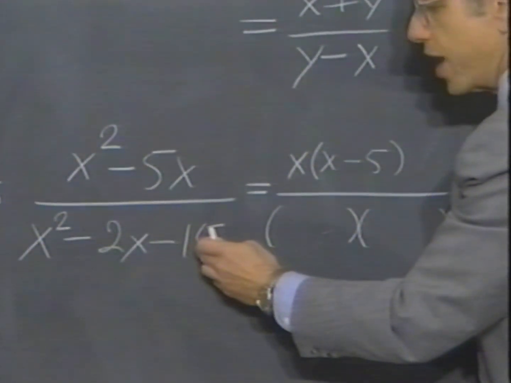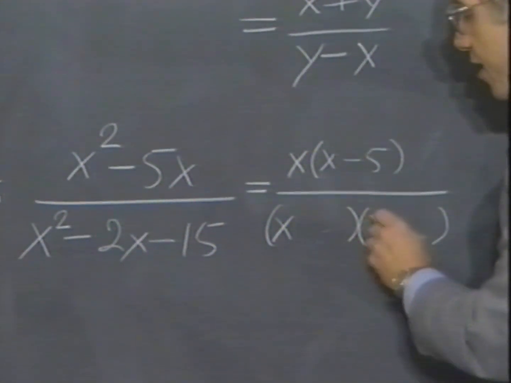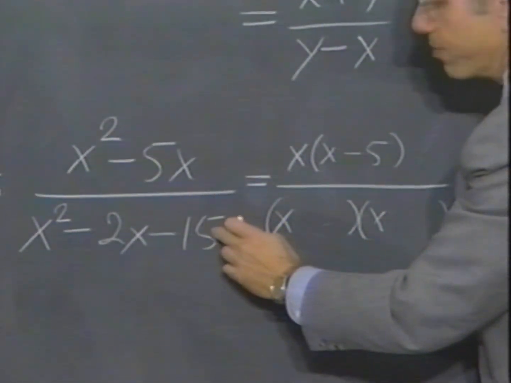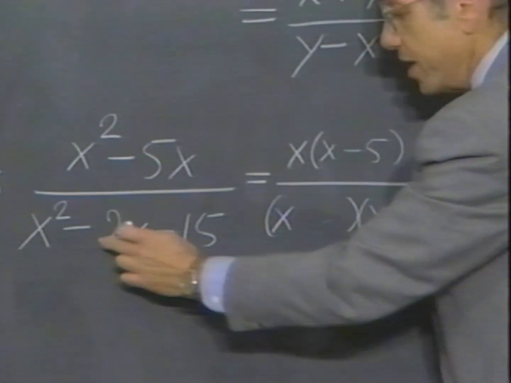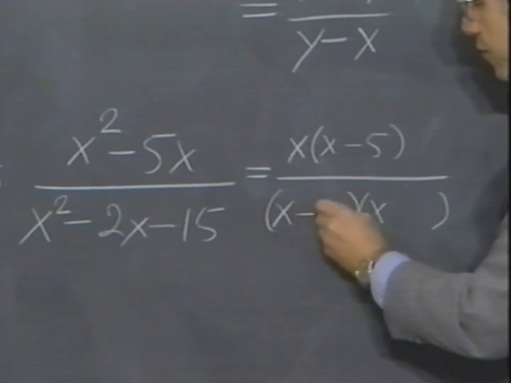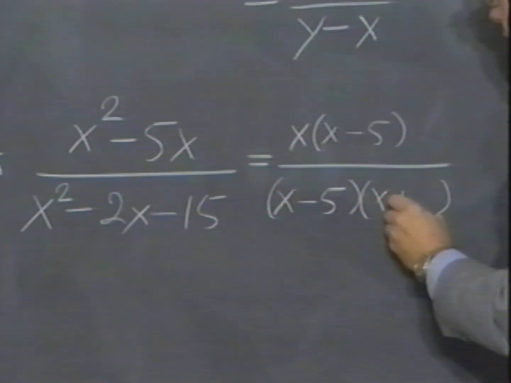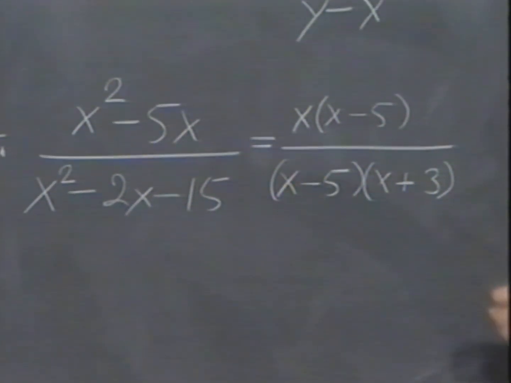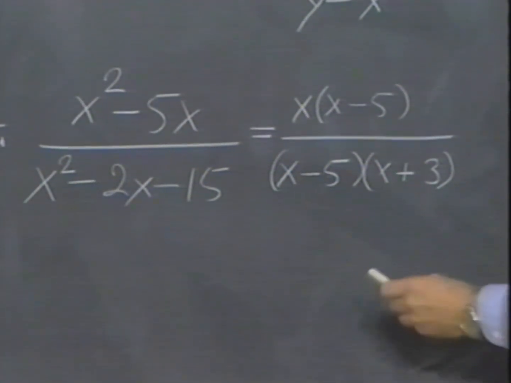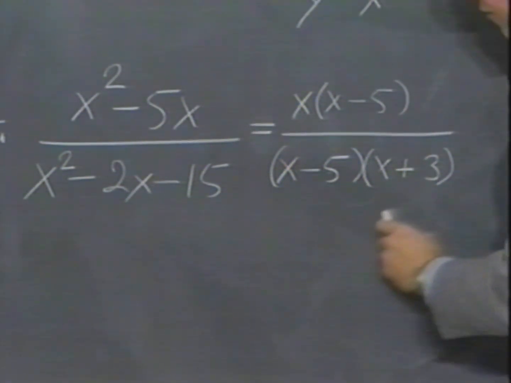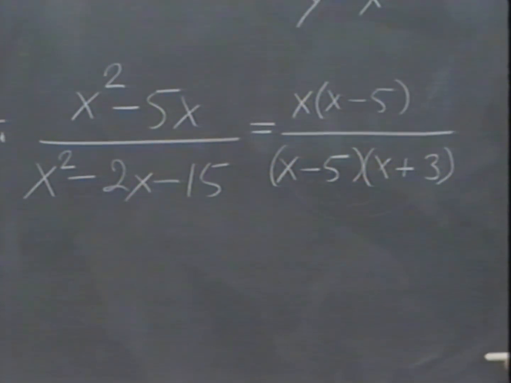Of course, the product of the numbers here is going to have to be minus 15, and the sum has to be minus 2, and it's easy to see that the factors we want are x minus 5 times x plus 3. Let's just check that cross term. Minus 5x plus 3x is minus 2x.